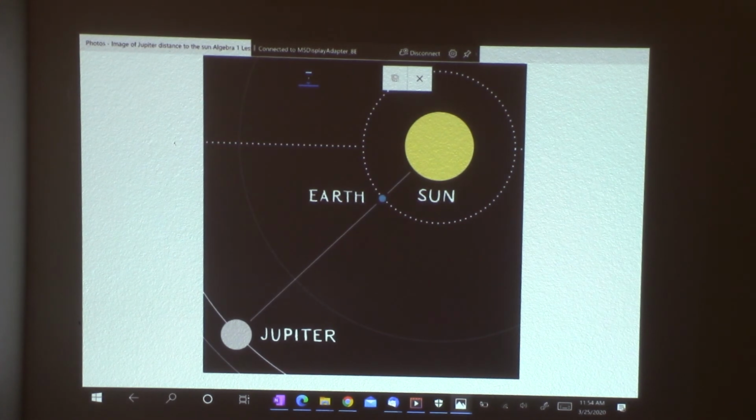Okay, so listen up. The orbital period of a planet is the time it takes the planet to travel around the sun. So that would be all the way around. You can find the orbital period P using the formula P equals the square root of d cubed, where d is the average distance of the planet from the sun. So the first thing we're going to do is simplify the formula and then find out what Jupiter's orbital period is.